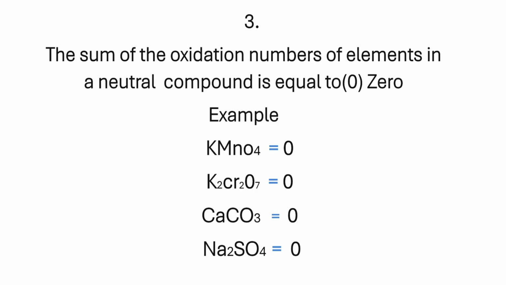Going to the third rule, which we'll be using most times in calculation questions, it states that the sum of the oxidation numbers of elements in a neutral compound is equal to 0. So all these compounds, as you can see, are neutral compounds in that they don't have any charge, as the positive and negative ions combine to neutralize each other, forming them.